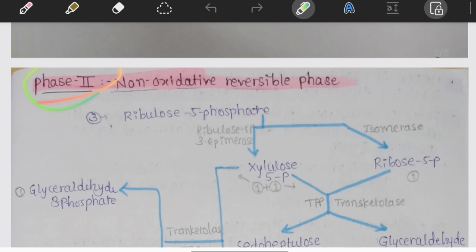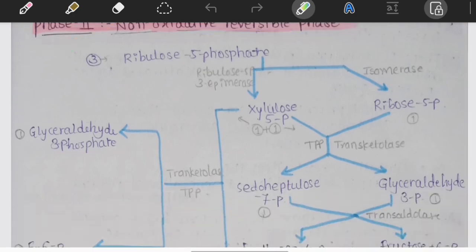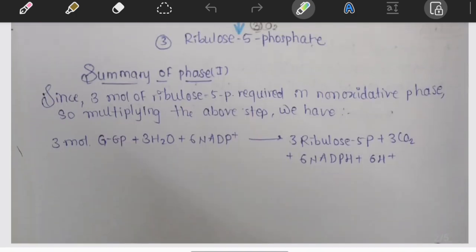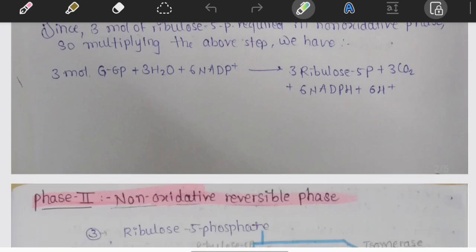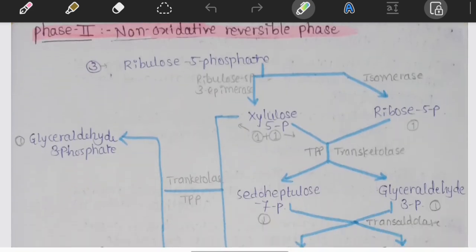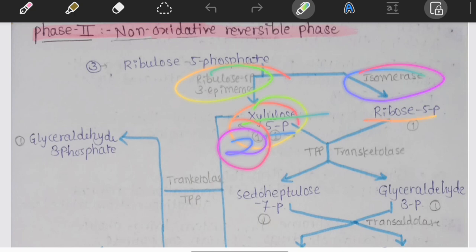Then the second phase is the non-oxidative reversible phase. This ribose 5-phosphate formed here is converted into xylulose 5-phosphate and ribose 5-phosphate with the enzymes ribulose 5-phosphate 3-epimerase and isomerase. These are the two enzymes, and they form two molecules of xylulose 5-phosphate and one molecule of ribose 5-phosphate.